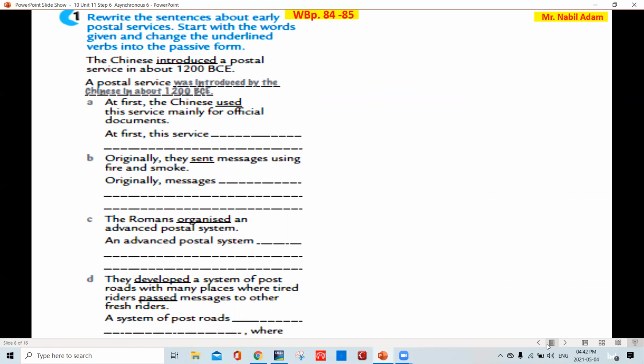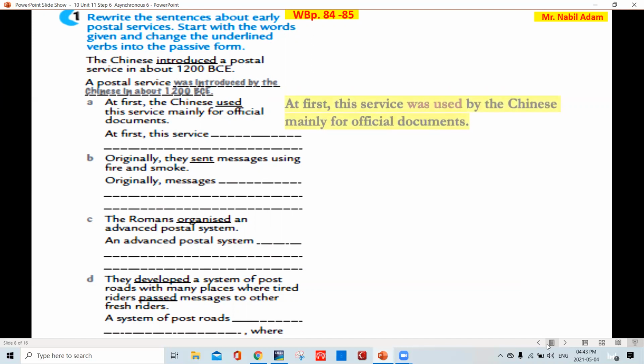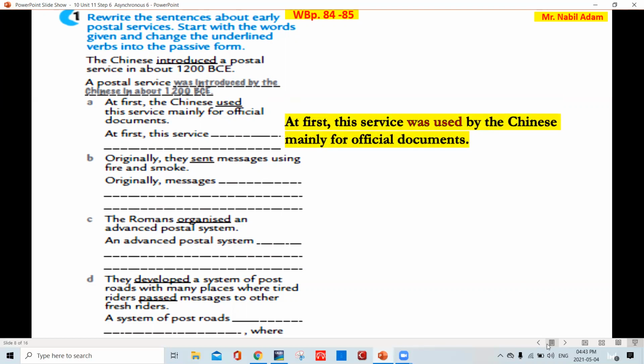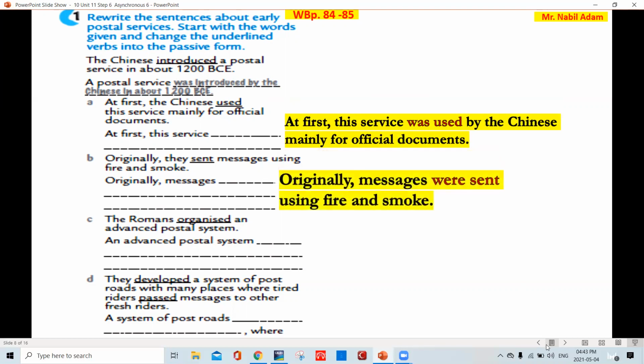A. At first, the Chinese used this service mainly for official documents. Begin with, at first, this service. Yes, this service was used by the Chinese mainly for official documents. Originally, they sent messages using fire and smoke. Originally, messages were sent using fire and smoke.